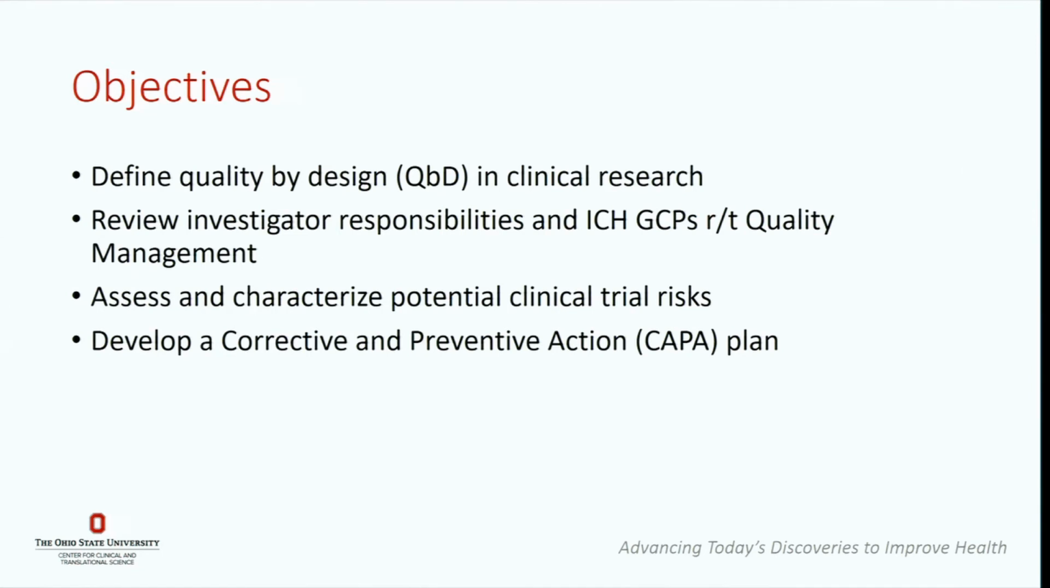I will touch on investigator responsibilities and how the ICH GCPs are evolving in terms of quality management of clinical trials. We've got a lot of great stuff, preclinical, animal studies, clinical trials, the IND process, biologics, but now we're going to talk about implementing the clinical trial with a risk-based approach. And we're going to take some time to assess and characterize risks in clinical trials and develop a corrective and preventive action plan. I'll talk in more detail about each of those things as we go on.